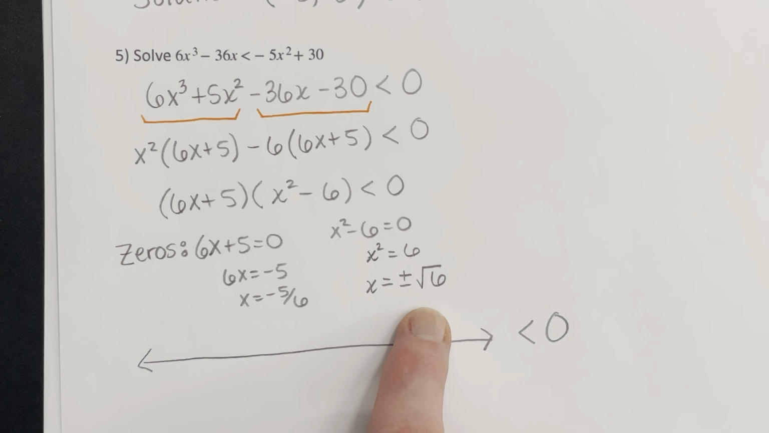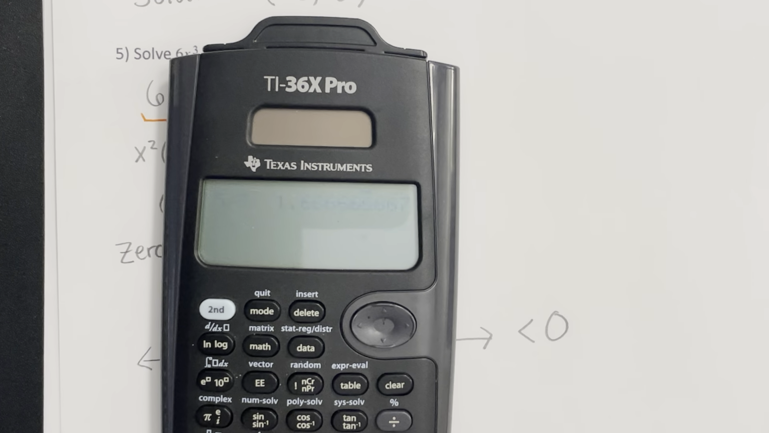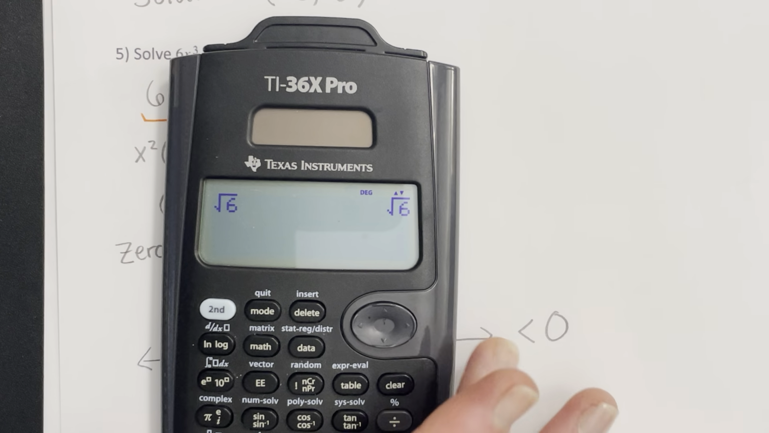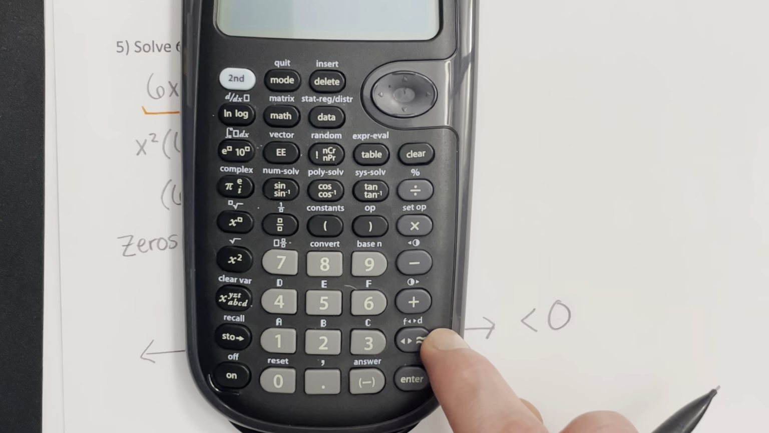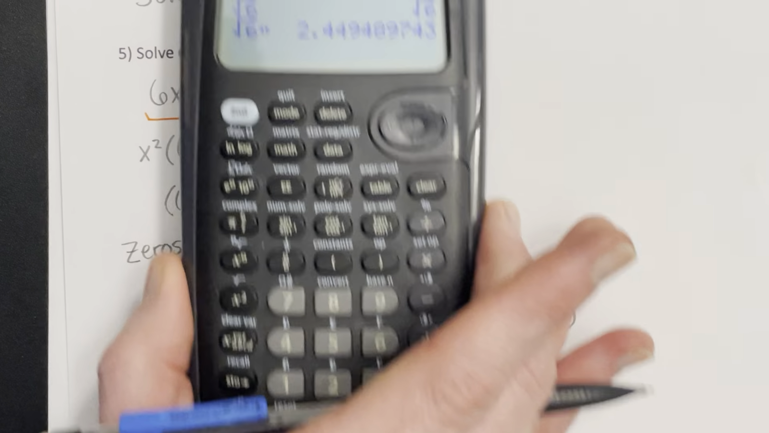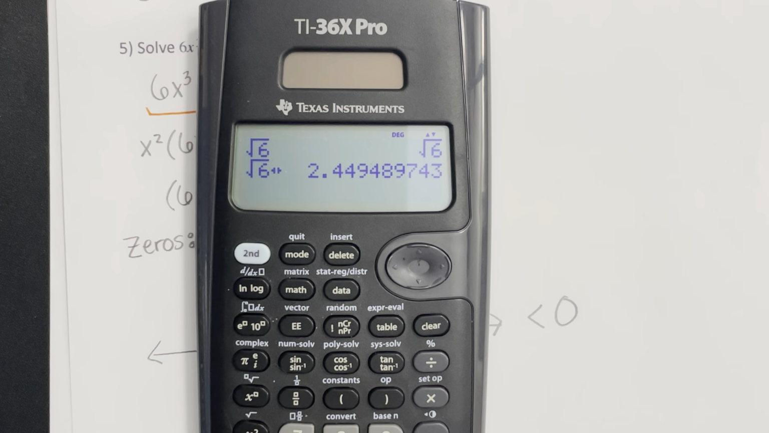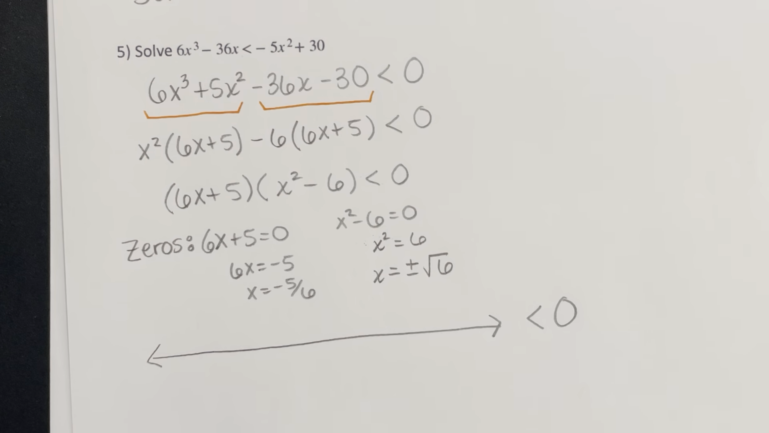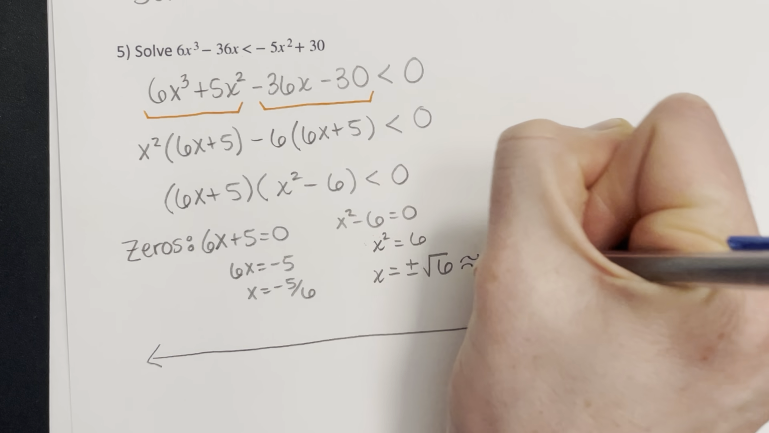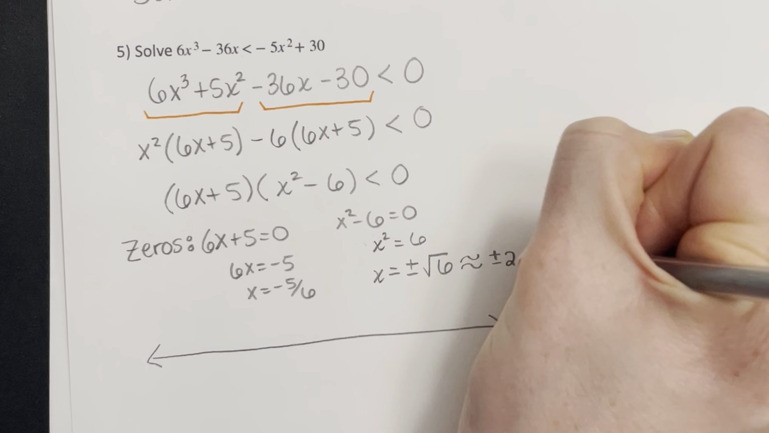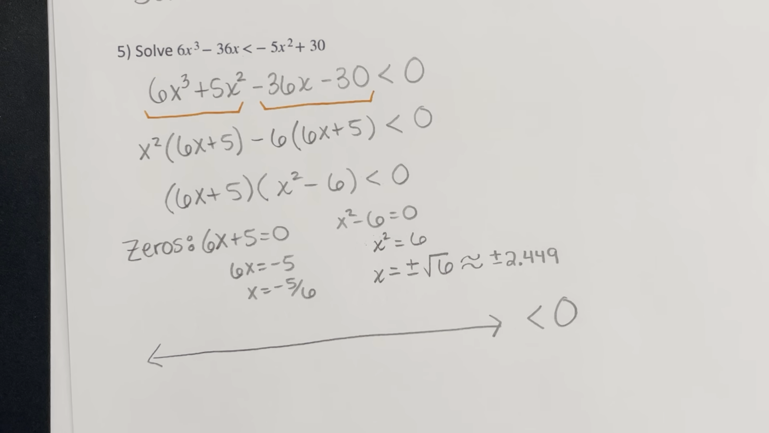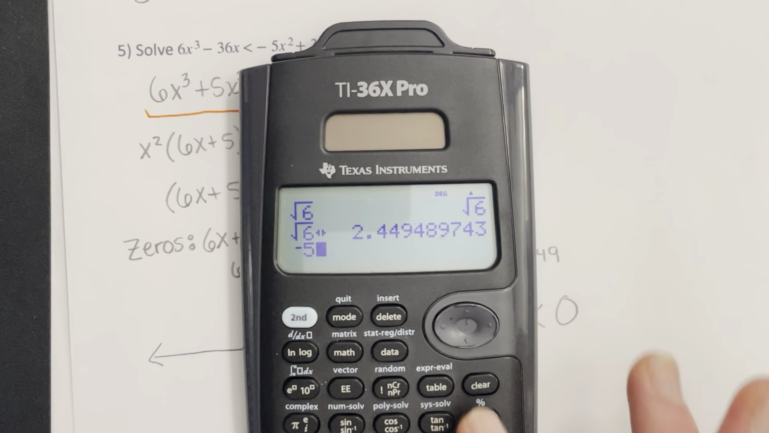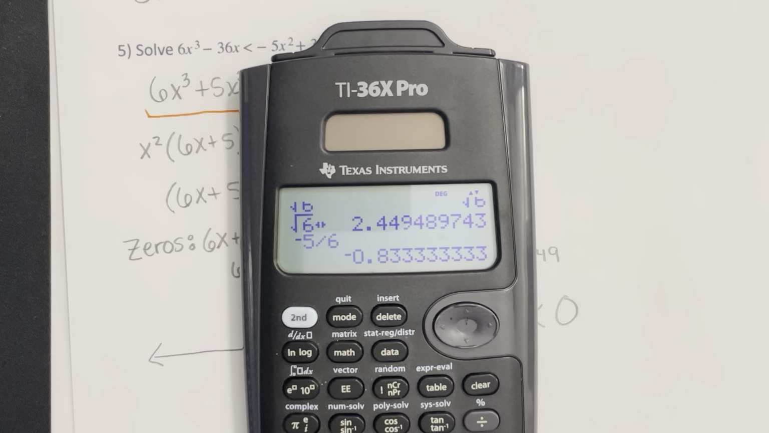But I may not know where the square root of 6 is. So I have to go into my calculator and figure out what is the square root of 6. Your calculator will automatically give you this square root of 6 again, unless you press this approximate button above the enter. When you press that, you get 2.449. So this is approximately plus or minus 2.449. And 5/6, if you need the decimal there, it's negative 0.83.